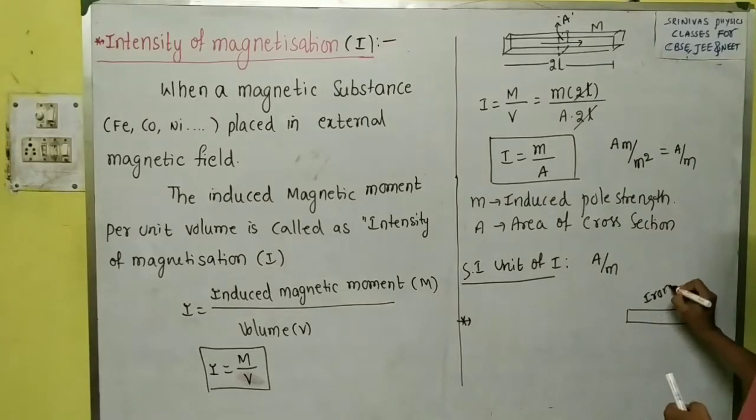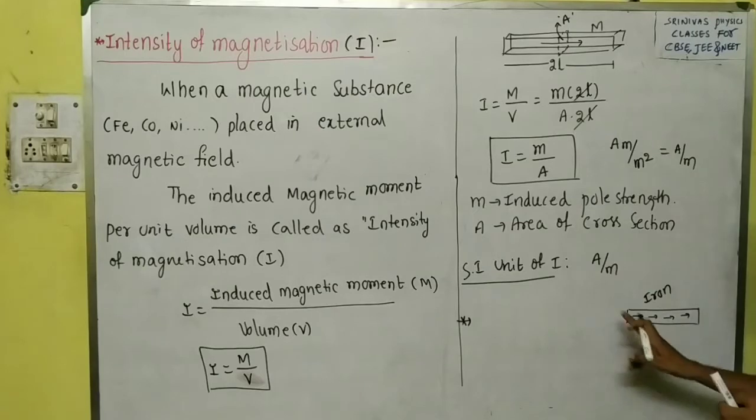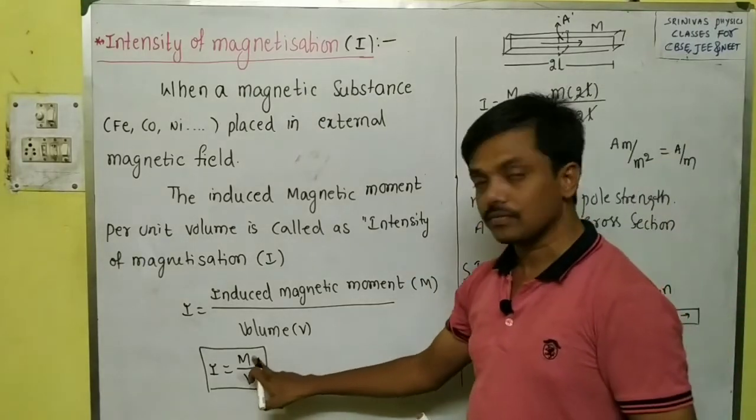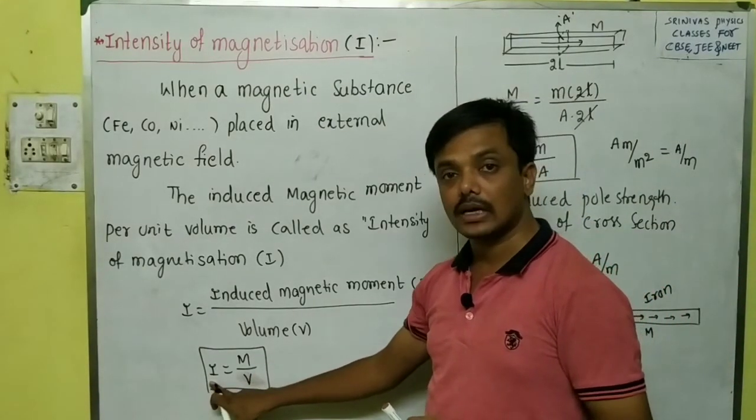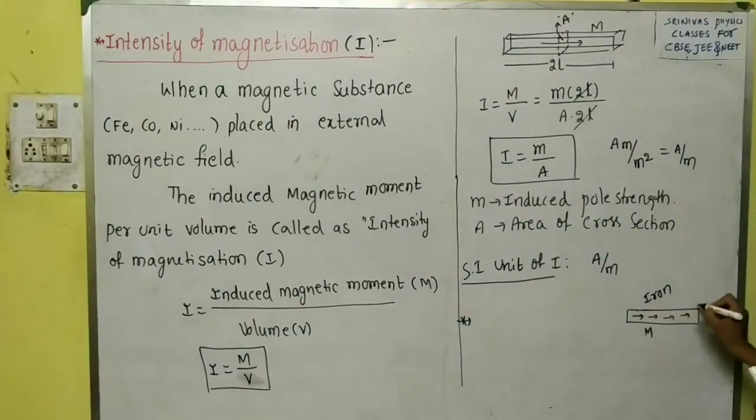If it is placed in the magnetic field, some magnetic moment is induced in it. The induced magnetic moment per unit volume is called the intensity of magnetization. If more magnetic moment is induced, then there is more intensity of magnetization, and the magnetic substance becomes like a magnet.